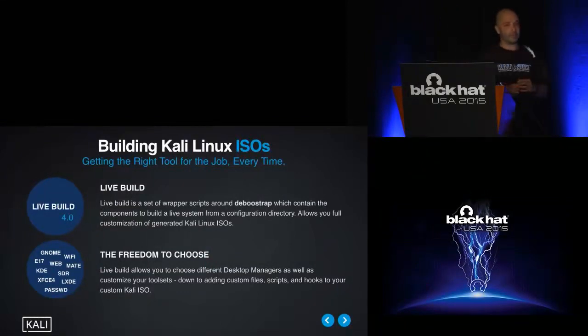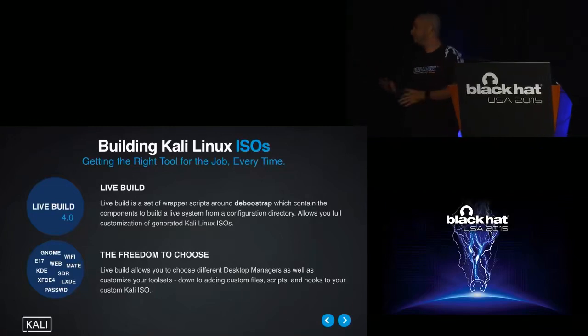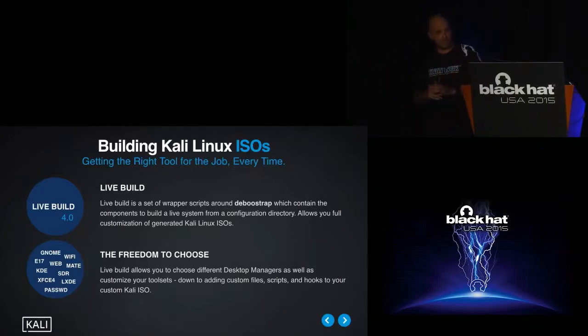Basically, live build is a set of wrapper scripts around debootstrap, and what these scripts allow you to do is to pull down all the components required to build a Kali ISO, while in the middle allowing you to interact with the various stages of the build and thus allowing you to customize all sorts of aspects of the build. So for example, if you want to add or remove tools, you don't want tool A, but you do want tool B. Or perhaps you want to insert some of your own custom tools into Kali, or perhaps it might just be something cosmetic, like changing a desktop wallpaper.